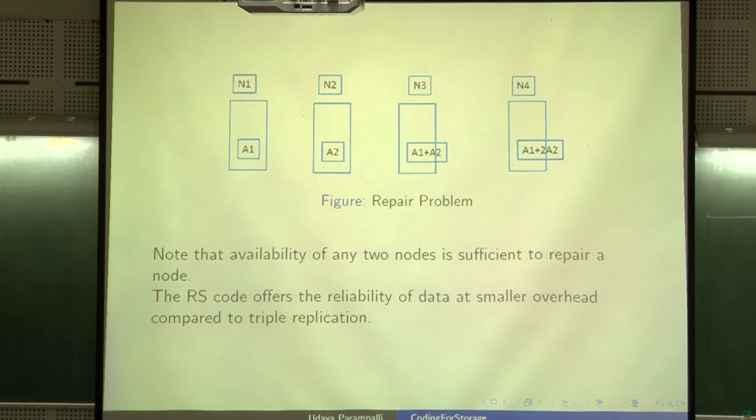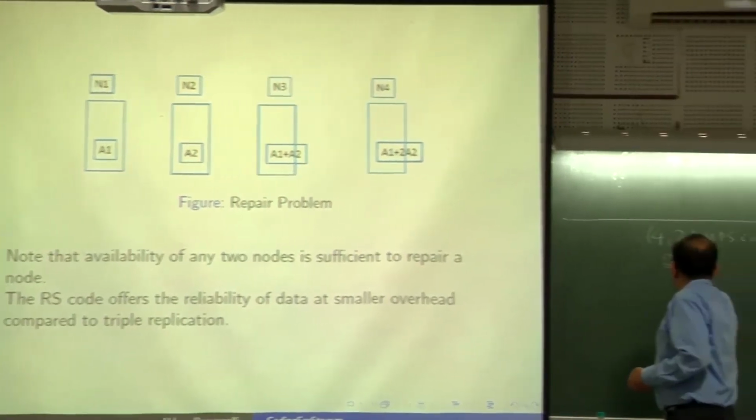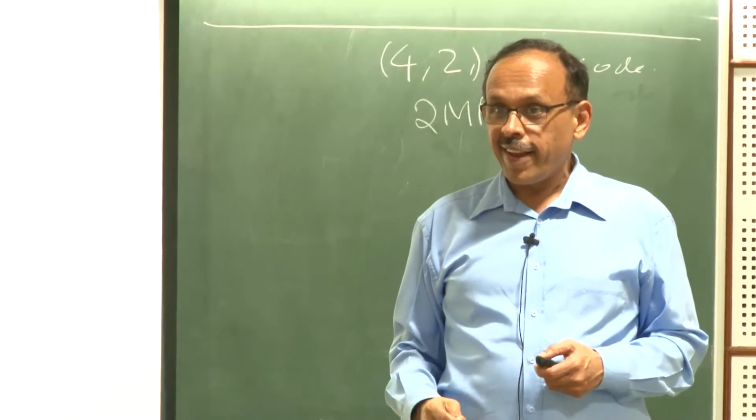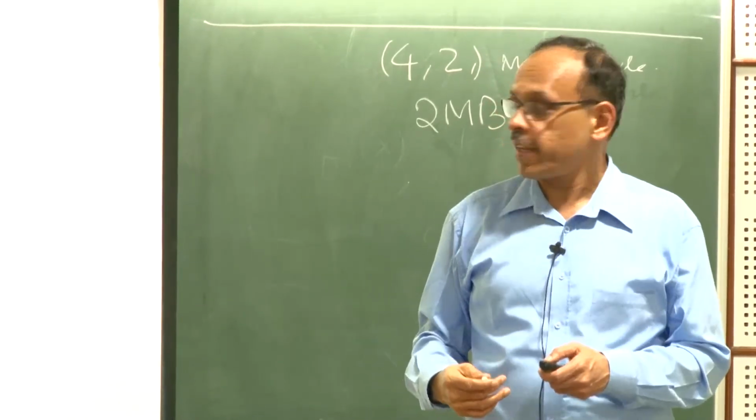So this gives a smaller overhead compared to triple replication. Now, in the repair problem, if one node is gone, a new node has to get equations. What are the different things it needs to fetch? You can fetch from any 2 nodes. If each one is, let us say, 1 MB of data, then to repair this, you need at least 2 MB of repair traffic. You can't do better than that. Now, if I can show you that I can do better than that, that's where the new idea comes in.